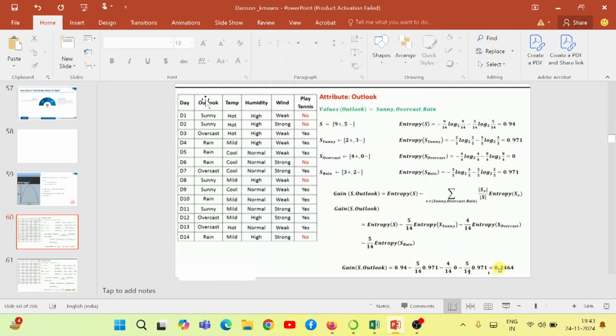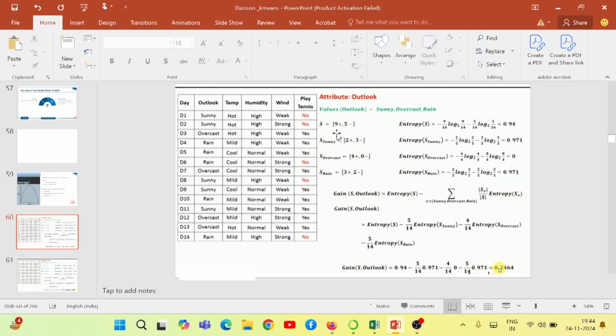Let us first take the outlook attribute. In the outlook attribute we have different values like sunny, overcast and rain. You may see in this column we have these three values. Corresponding to this column, we have to find out the information gain. Firstly we are finding out the entropy of the sample. In the entropy of the sample, there are 14 rows in total, in which we have 9 yes: 1, 2, 3, 4, 5, 6, 7, 8, 9. So out of these 14, we get 9 yes outputs, and we have 5 no.